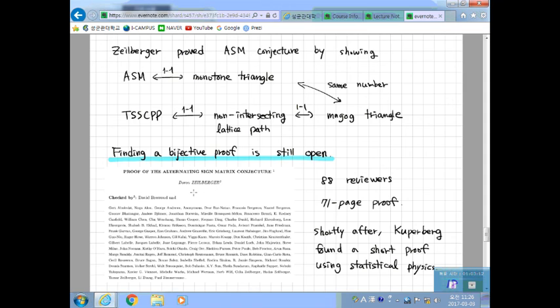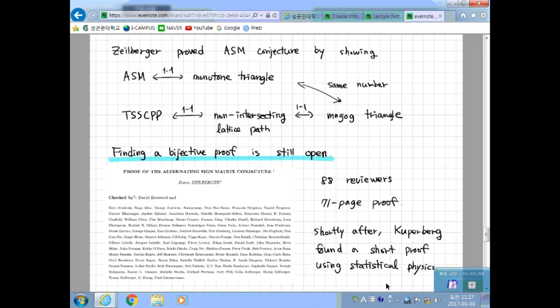But fortunately, shortly after his proof, Kuperberg, who works in mathematical physics, found a shorter proof using statistical mechanics. There were already enough materials developed in theoretical physics, and Kuperberg realized that these could be applied to prove the ASM conjecture. So he finally proved this. It was quite short, like 16 pages. We will hopefully learn his proof in this semester.